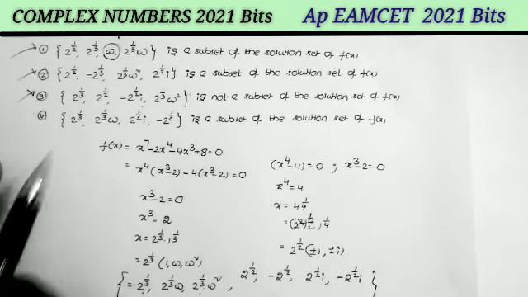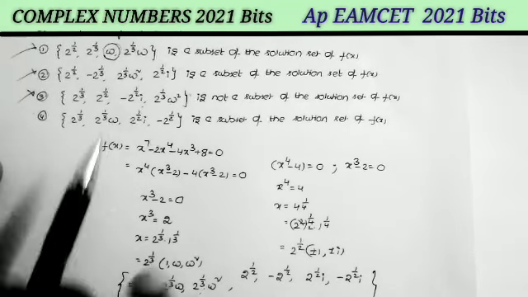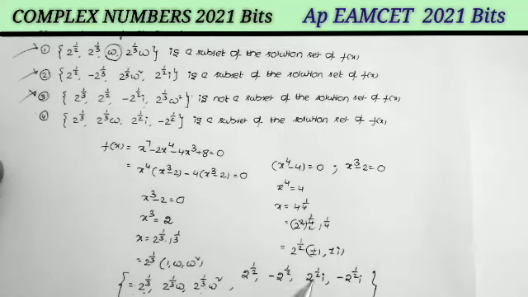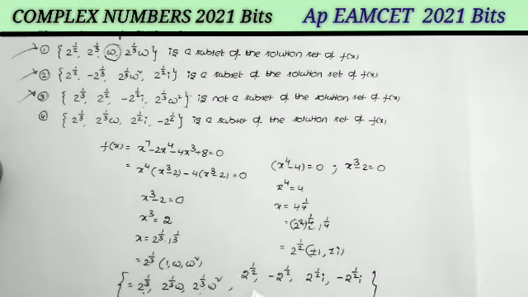Now checking the last option. 2 power 1 by 3, yes, this is a root value. 2 power 1 by 3 omega, yes, this is a root value. 2 power 1 by 2, yes. Minus 2 power 1 by 2, yes, this is a root. So the last option is the correct answer.